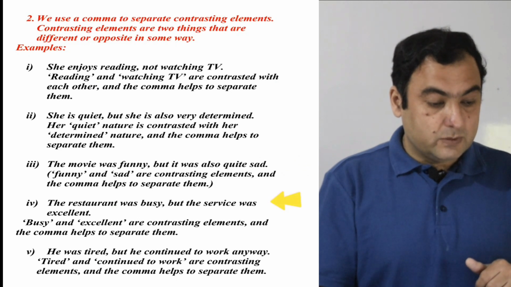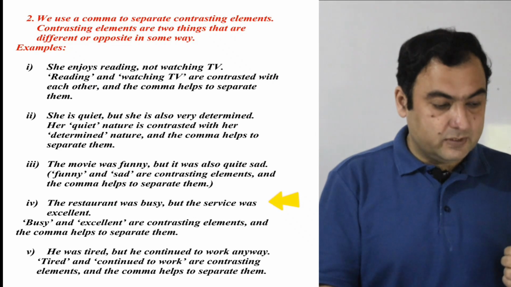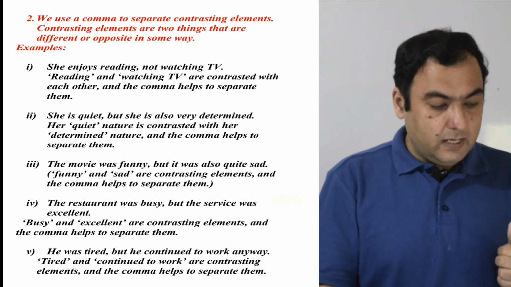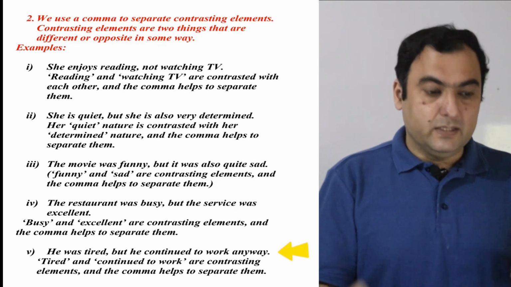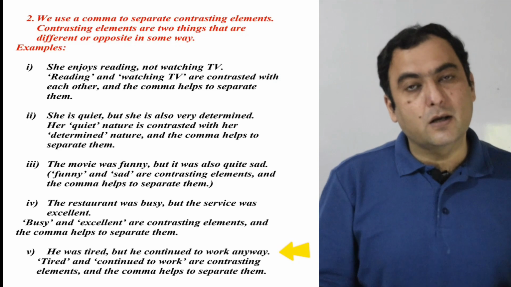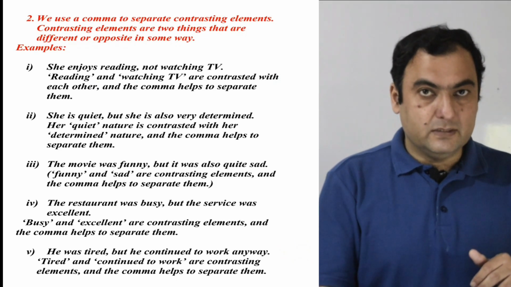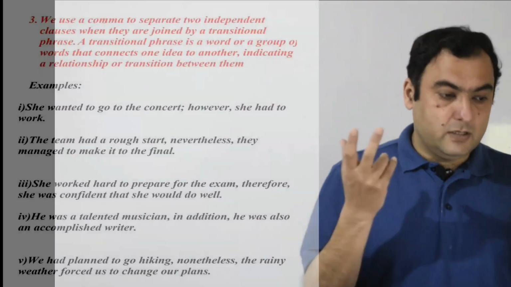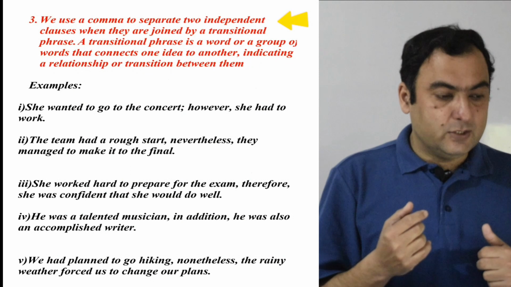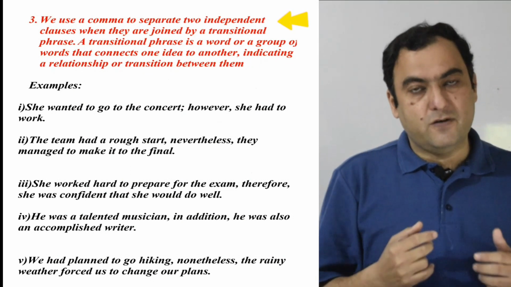The restaurant was busy, but the service was excellent. A comma is used here. And the last: He was tired, but he continued to work anyway. So after tired, we have a comma. Tired and continued to work are contrasting elements, and a comma is used to separate them. That's the second rule. The third rule is we use a comma to separate two independent clauses when they're joined by a transitional phrase.